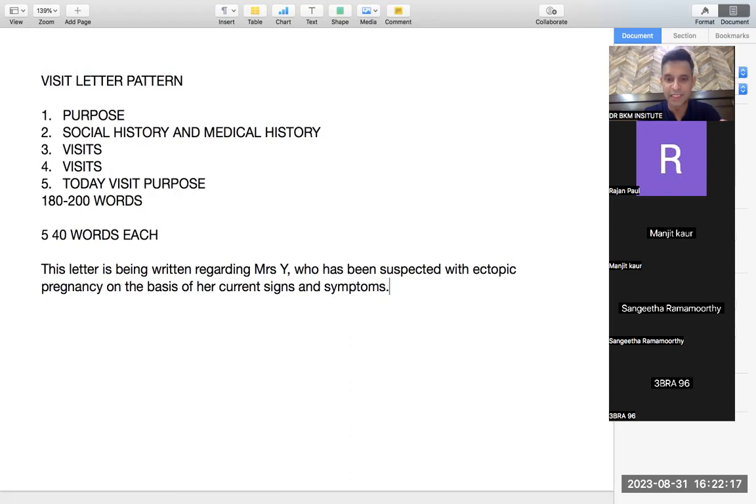So on the basis of current signs and symptoms, the patient is suspected with ectopic pregnancy. Therefore, she is being referred under your expertise for definitive diagnosis and further management.